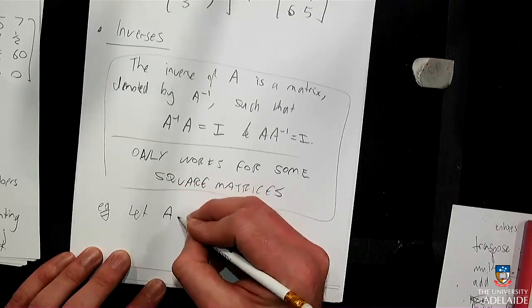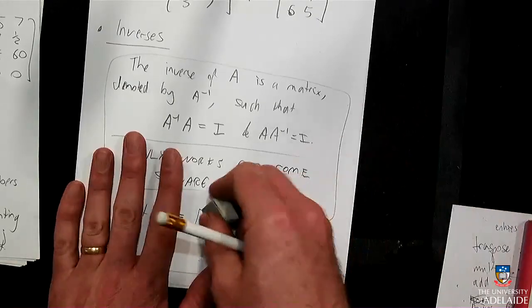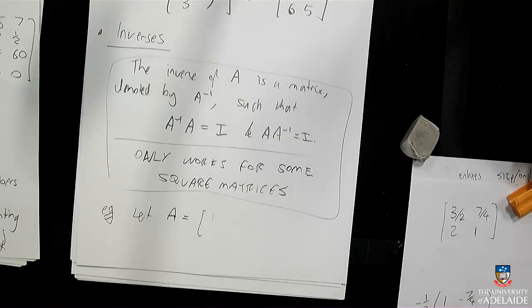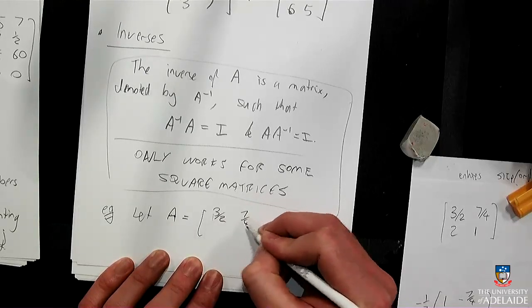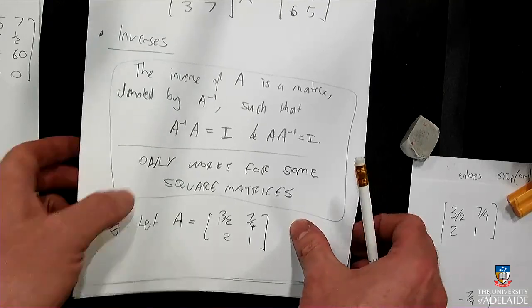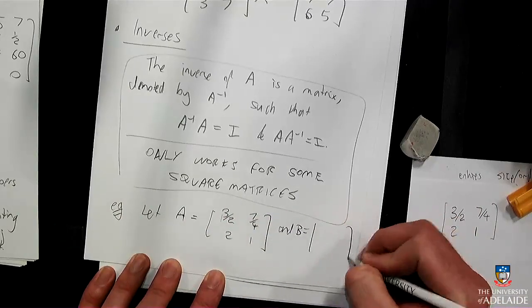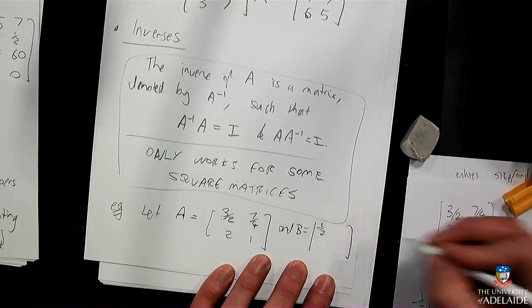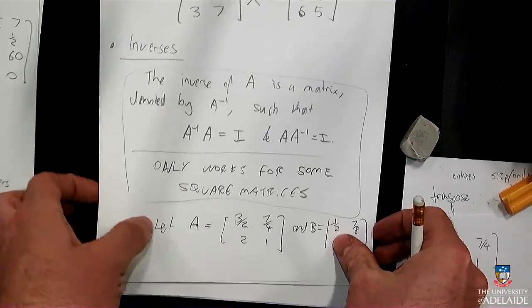Let A be this matrix, 3/2, 7/4, 2, 1. I did warn you that matrices are allowed to have fractions in them, and I have done it every so often. But today, here it is. And B is going to be this matrix, minus a half, 7/8, 1, and minus 3/4.